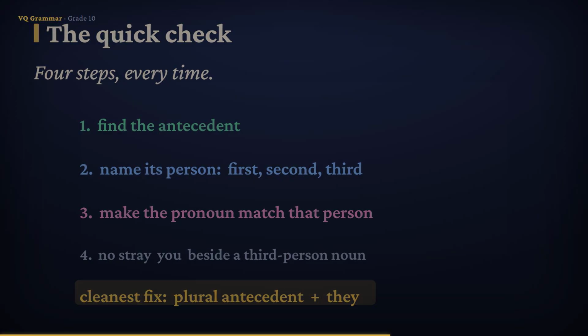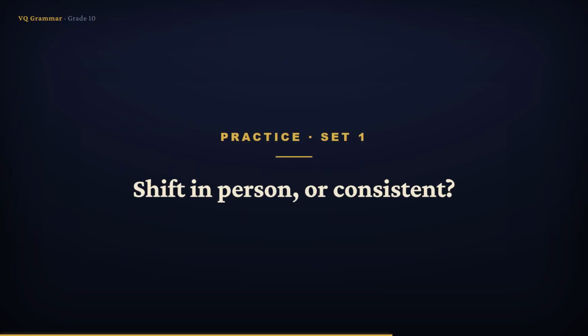Now let's practice. In this first set, I'll read you a sentence, and you decide one thing. Does the person stay consistent from the antecedent to the pronoun, or does it shift? Pause the video and choose before I reveal each answer.